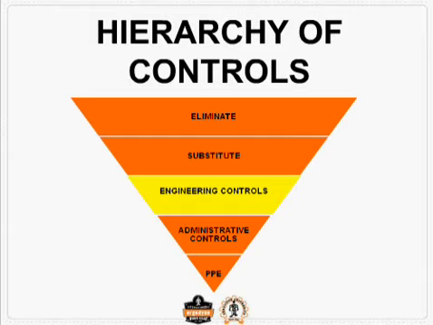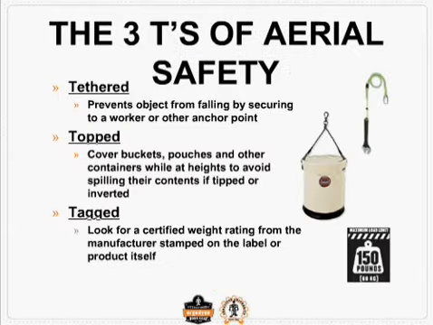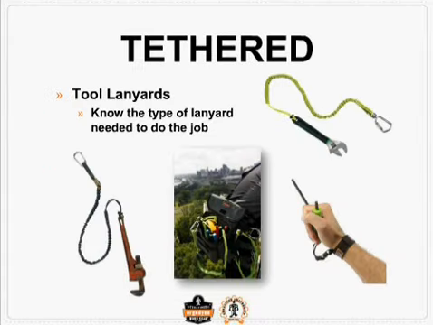Like the ABCs of fall protection, what we've defined as Objects at Height solutions, we've put those into the 3 T's of aerial safety, and that's tethered, topped, and tagged. So let's look at these in a little bit more detail. The first T is tethered, and what often comes to mind, and probably the most popular solution out there, is a tool lanyard. So the key is knowing what tool lanyard to choose on the job. There are a lot of different specific tool lanyards out there. So let's talk a little bit more about what those considerations are when choosing a tool lanyard.